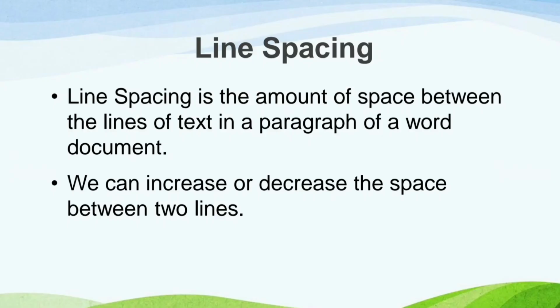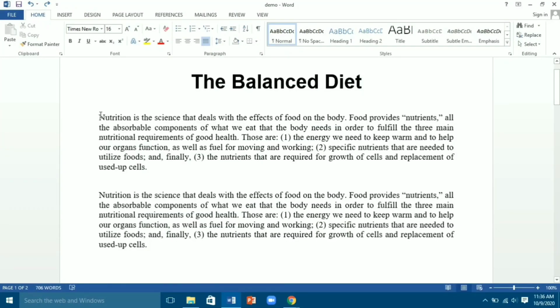Now next is line spacing. Line spacing is the amount of space between the lines of text in a paragraph of a Word document. We can increase or decrease the space between two lines. It means it will keep distance between two lines. Let's see this practically. First of all, place the cursor anywhere in the paragraph. Suppose I have placed the cursor at the start of the second line.